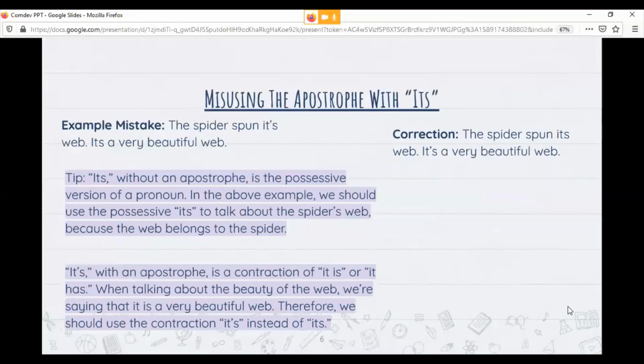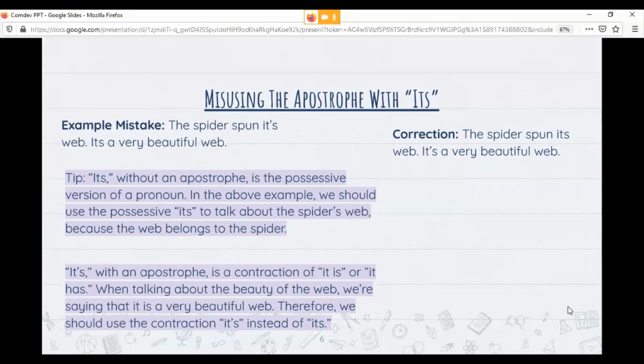Okay, now we go to its. Its and it's with the apostrophe are usually mixed up with one another. For example, the spider spun its web. It's a very beautiful web. To differentiate, its without the apostrophe is a possessive version of the pronoun. It indicates ownership of a thing, for example, an animal, or something or someone without indicating its gender.